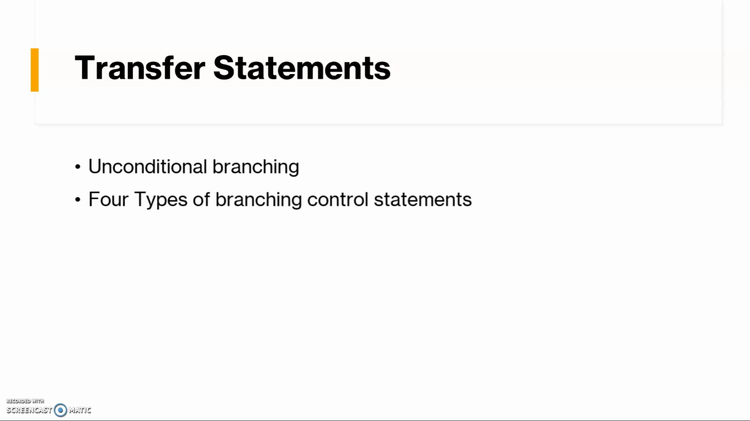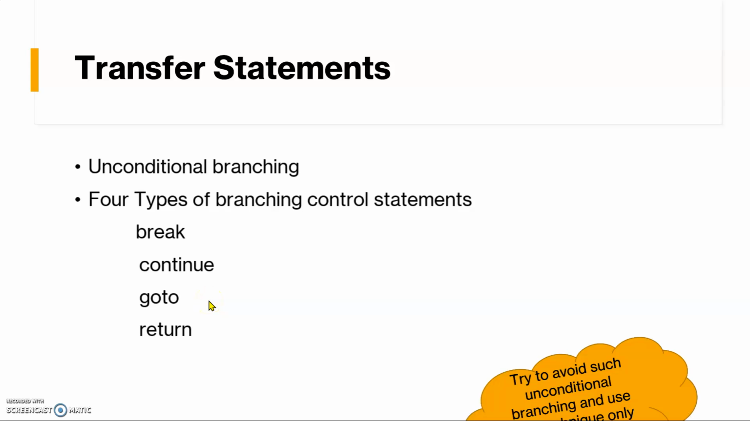Normally we have four types of branching statements. These types of transfer statements are called unconditional branching statements. We have four types: break, continue, goto and return. All are keywords, all in small letters only. Observe here, break, continue, goto and return, all are in small letters only. In this lecture we will be learning about break, continue and goto only, whereas the return statement we will learn while learning the functions concept. Then it will be very clear to you. So in this lecture we will skip return. Only break, continue and goto we will learn. Right? So let us start with break.